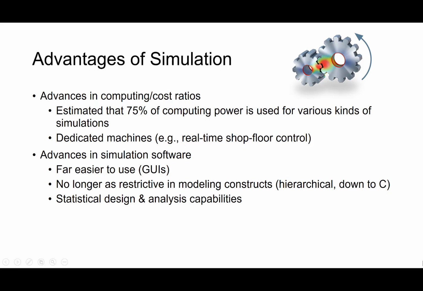Some advantages of simulation include computing and cost ratios. It's been estimated that approximately 75% of computing power is used for various kinds of simulations. Oftentimes this includes dedicated machines, such as real-time shop floor control, to understand and manage systems ongoing. Advantages in software simulation include that they're far easier to use, they're no longer restricted to modeling constructs, and the statistical design and analysis capabilities have advanced significantly.